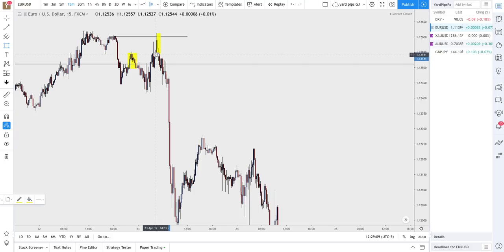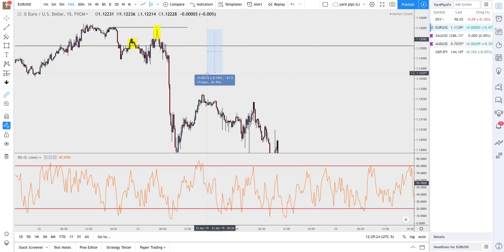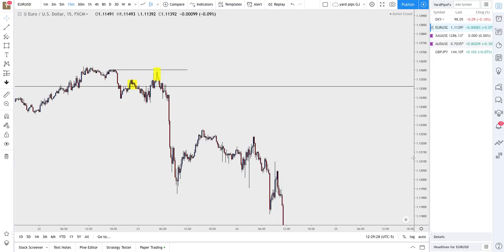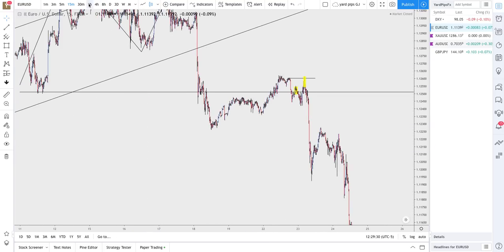Any one of these two entries could have been, they're beautiful because Euro absolutely melted after, and this entire space was like 12 pips. So weak entries if you go on the higher time frame. So that's one move. Two moves that we captured on Euro.